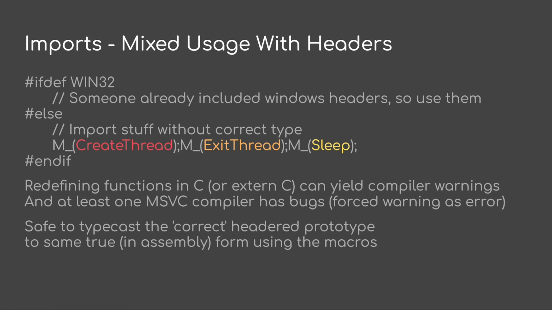Note, at the point where I use these functions, like create thread, exit thread, and sleep, I always use the typecast to the correct actual function, which means it will work whether it's included via Win32 include or I'm doing it with my simplified method.